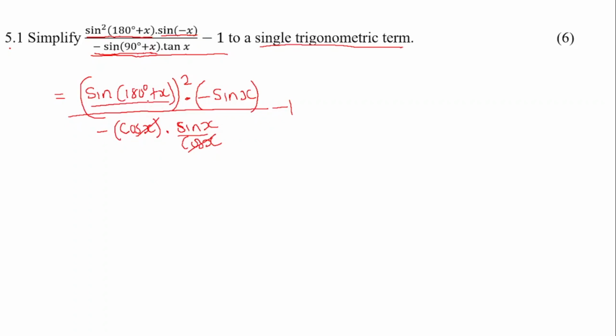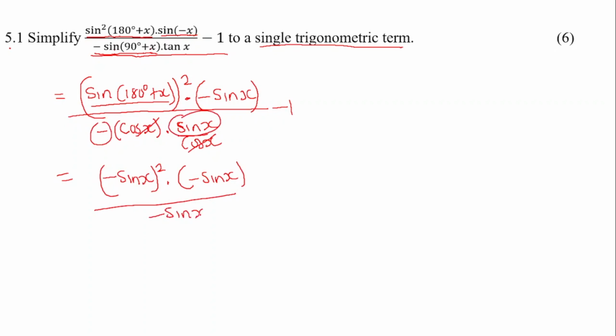We have to use the reduction formula here. This is in the third quadrant, so this is the same as negative sine x, because in the third quadrant sine is negative, so it's negative sine x and then what? Squared, then times negative sine x, and then here we're left with negative sine x, and then minus 1. Right, negative sine x divided by negative sine x is 1, so we remain with negative sine x squared, which is just the same as sine squared x, minus 1.